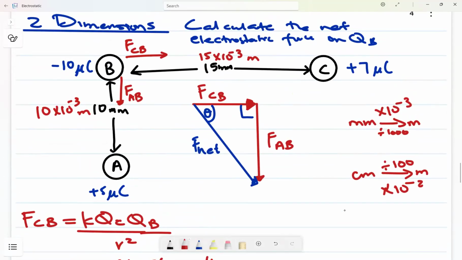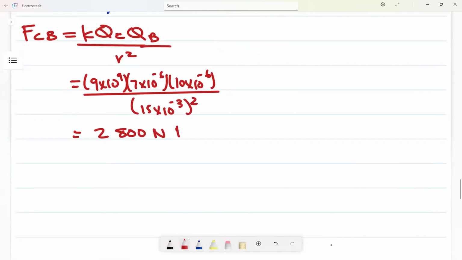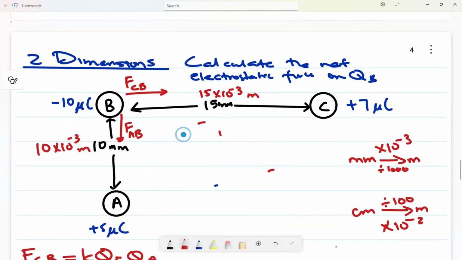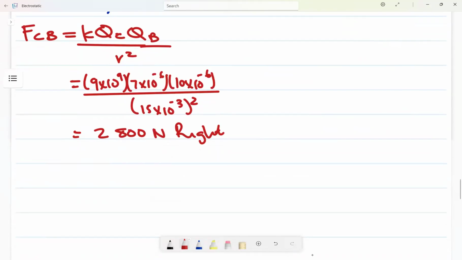Now we need to know the direction. Where is B going? Charge C causes B to move where? Can you see it is an attraction force? It causes charge B to move towards the right. So you're going to say, okay, this is right. Even if you do not do this immediately, I'll show you how to do this after that. Move to the right.